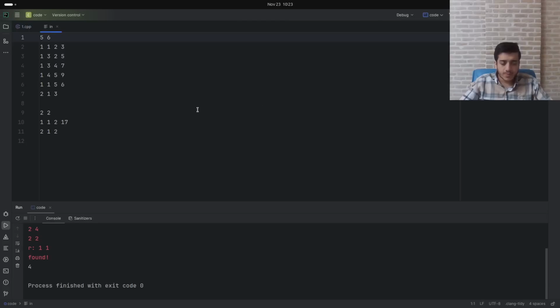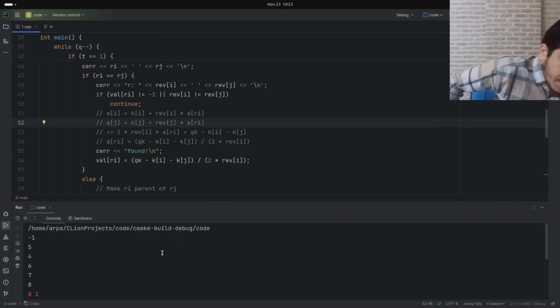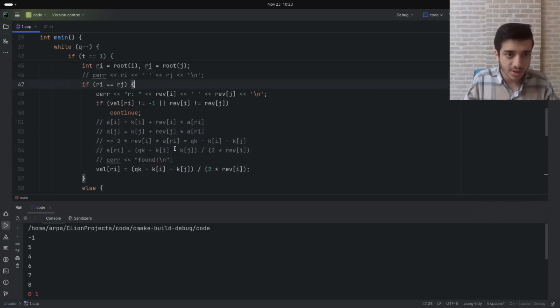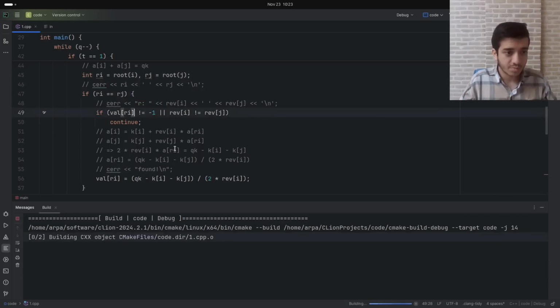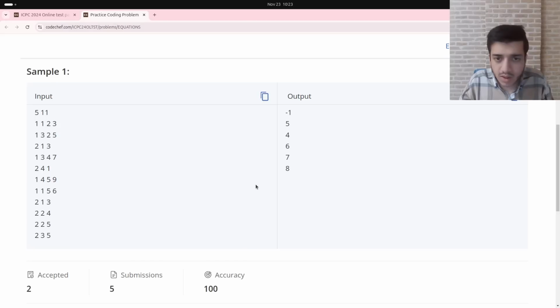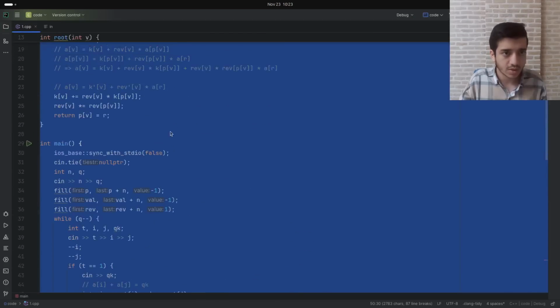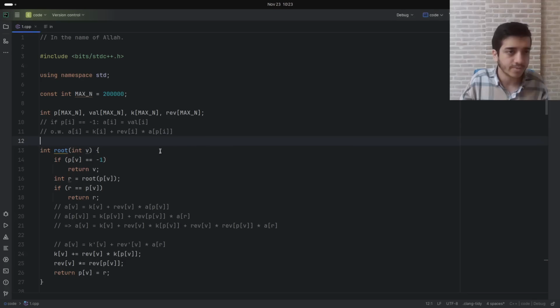Okay. 5, 4, 6, 7, and 8. Oh, folks. I think it's now correct. Pray that it gets accepted. Okay. Let me make sure everything is correct here. Yeah, everything is correct here.